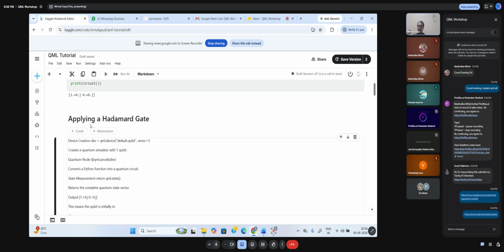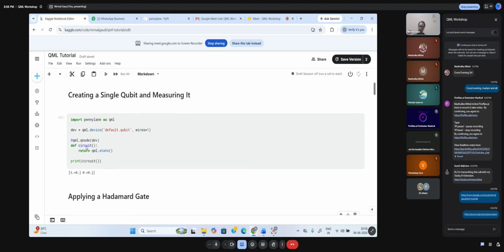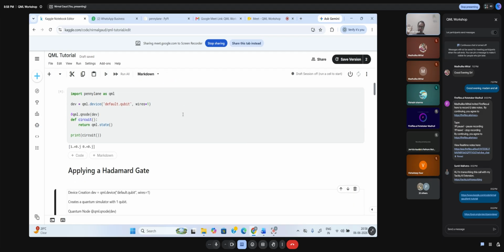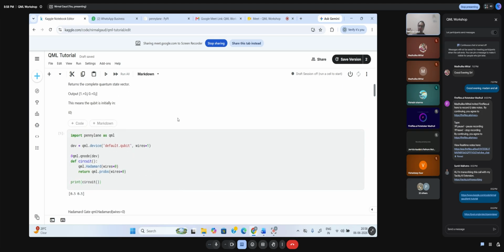I hope you understood how to make a single qubit and how to measure it. We have created one single qubit and we have measured it. Second is applying the Hadamard gate.